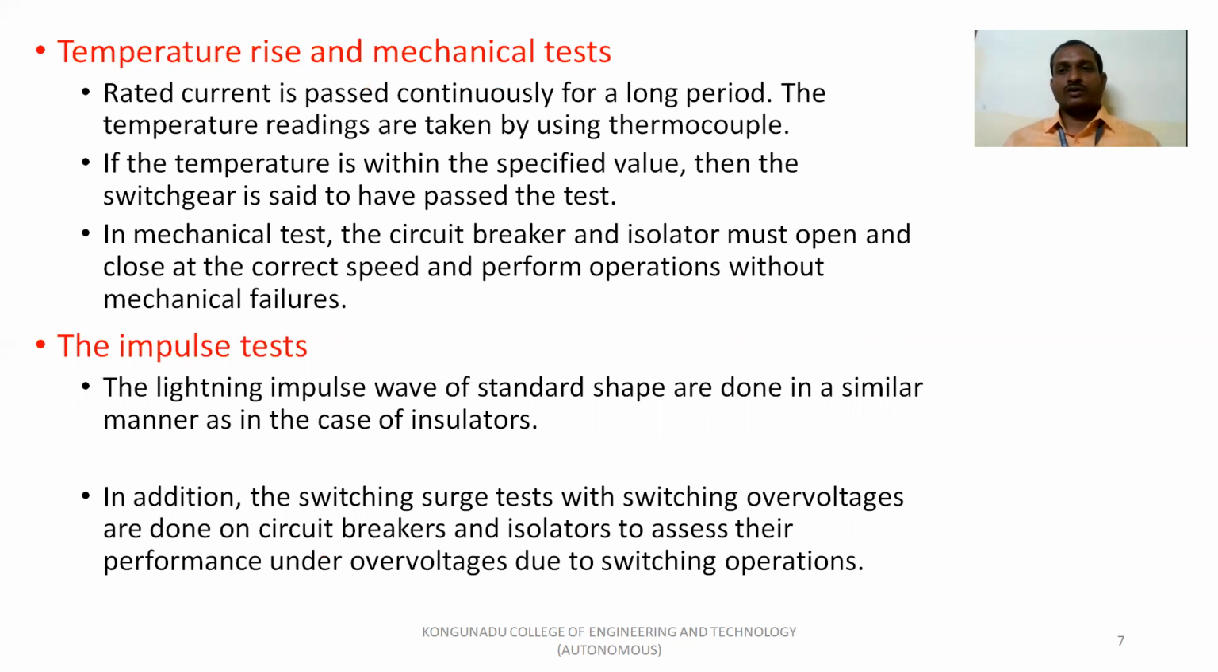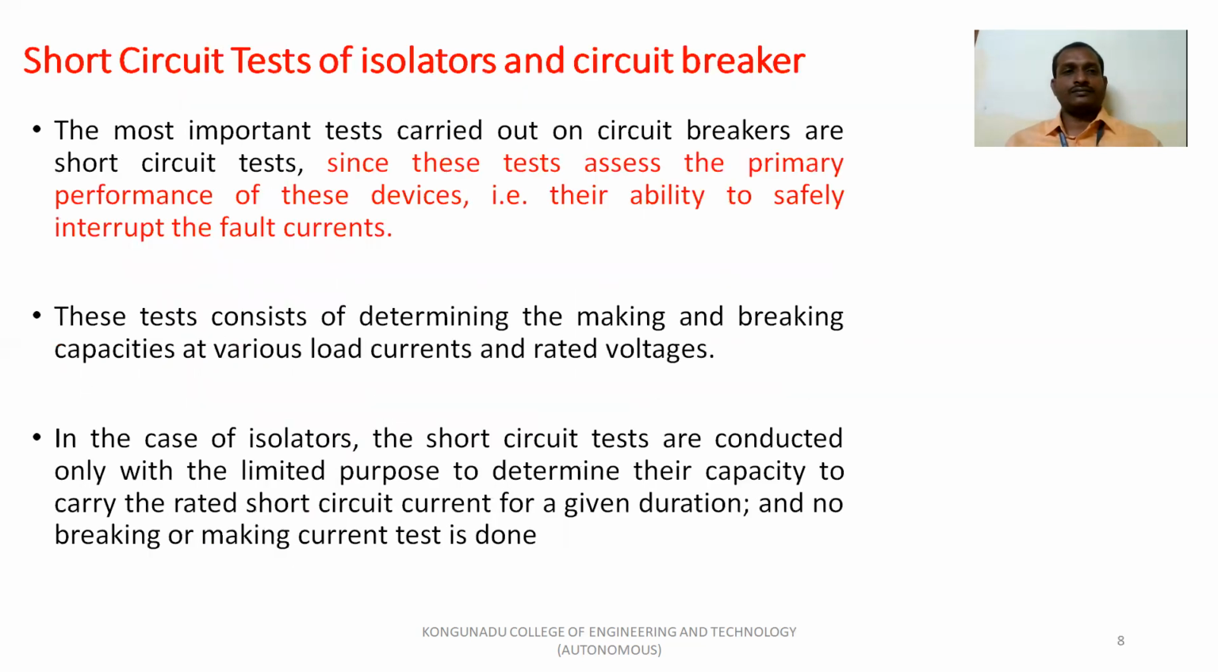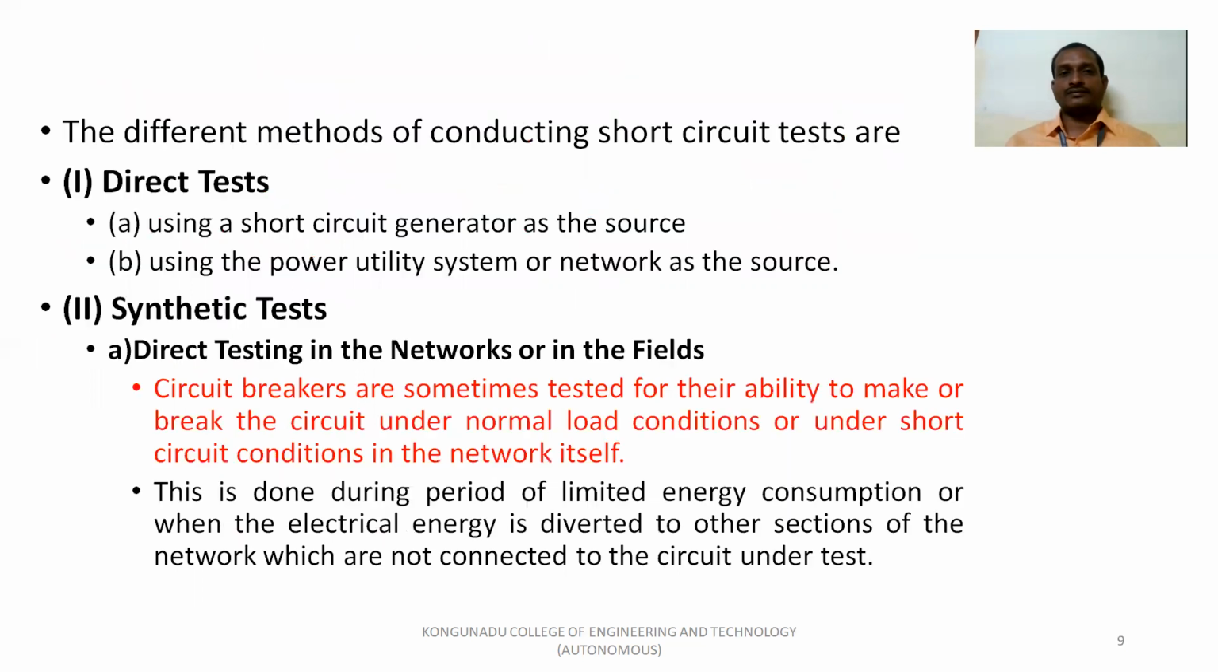Then the mechanical test. We check that the equipment opens and closes at the correct speed and performs the operations without mechanical failure. Impulse test: we give the standard impulse voltage to the equipment under test and check whether it is able to withstand it or not. The short circuit test is a very important test of circuit breakers to assess their primary performance. It helps determine the making and breaking capacities at various load currents and rated voltage.